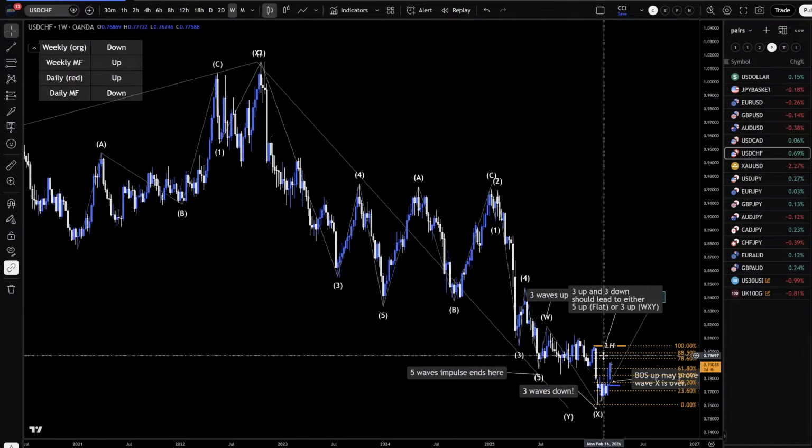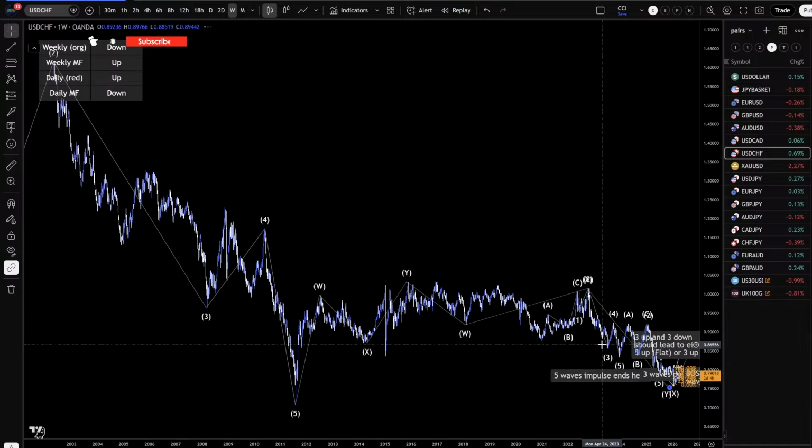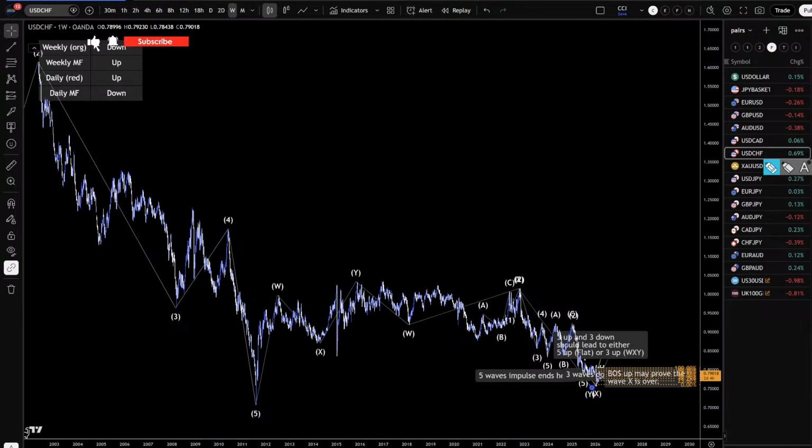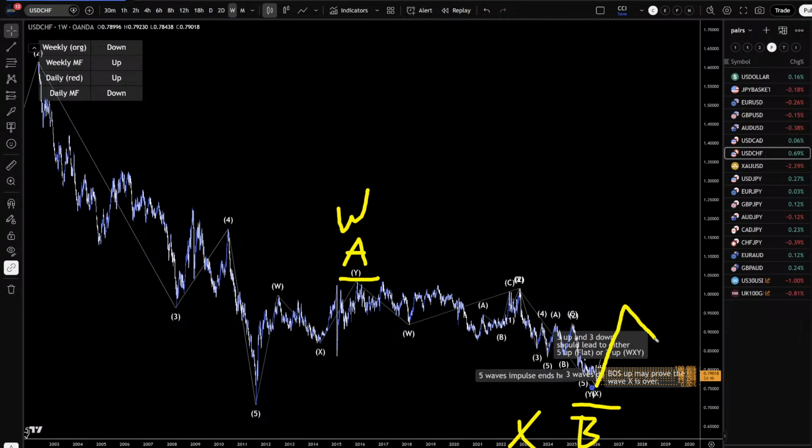US dollar Swiss is also a little bit different just because it's a risk-off pair. I know it's hard to see because of all my labels and stuff, but I think this is a WXY. This is another WXY, so three waves of A or three waves of W, three waves of B or three waves of X. Now we're going to get either 1, 2, 3 waves of Y or we're going to get 5 waves of C.